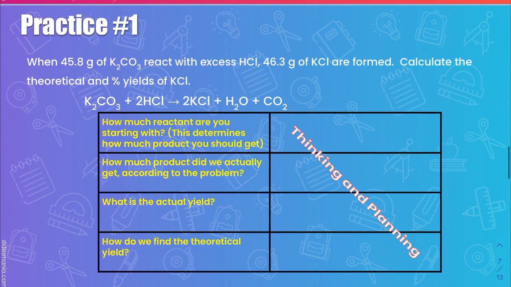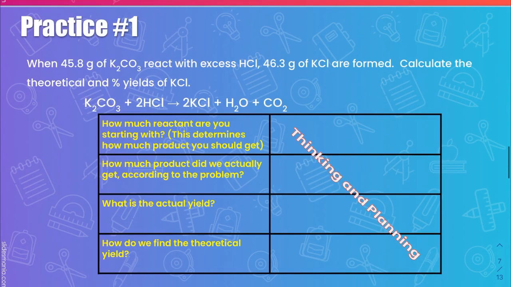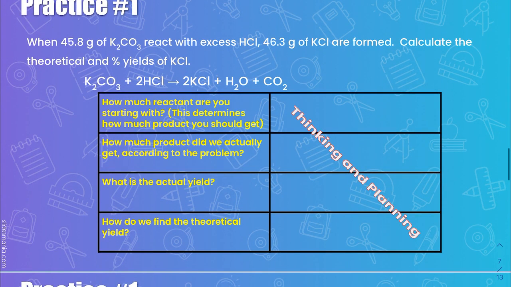All right, so we are just going to jump right into some examples here. We're going to do some thinking and planning, and then we are going to actually work the problem. So here we go. Let's read. When 45.8 grams of K2CO3 react with excess HCl, 46.3 grams of KCl are formed. Calculate the theoretical and percent yields of KCl.